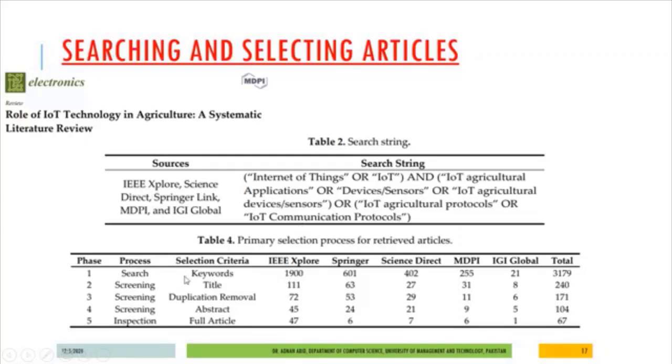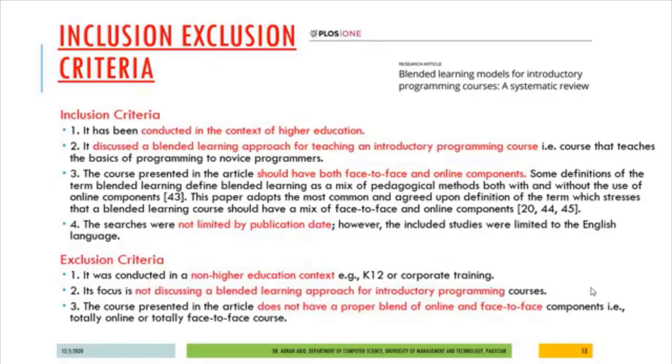And here, keyword, title, duplication removal, and abstract and full text, we can see how many articles were left after different steps of screening, and eventually we selected 67 articles out of 3,179 and excluded the rest. So you can use any of these two different variants, and there are several other variants you'll find in different research articles, SLRs, with which people have presented their screening process.